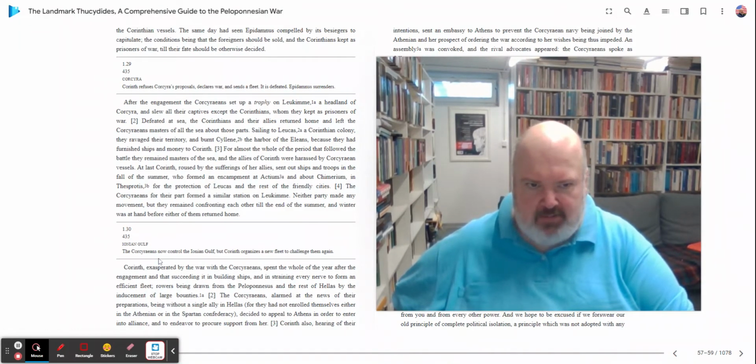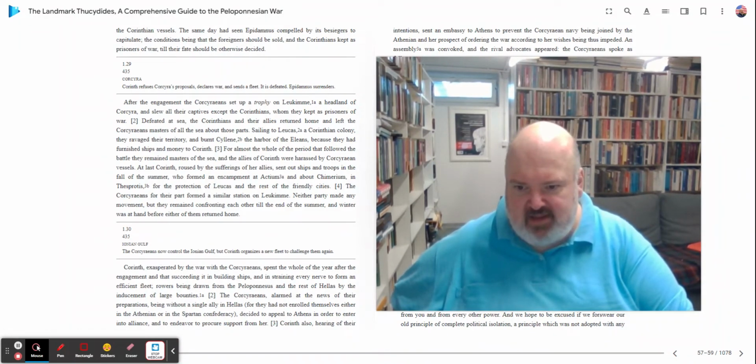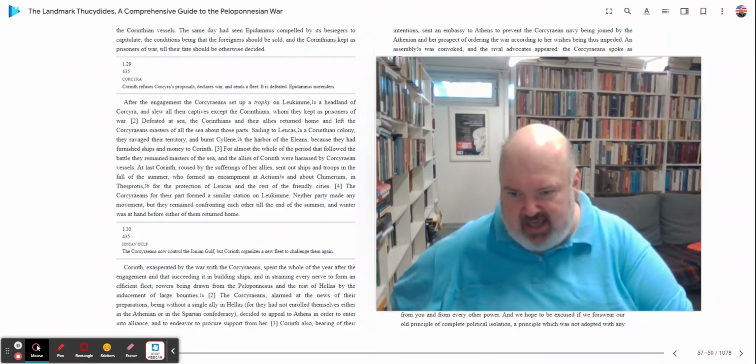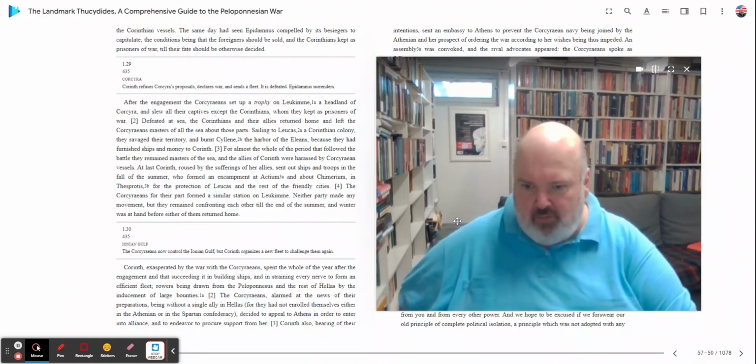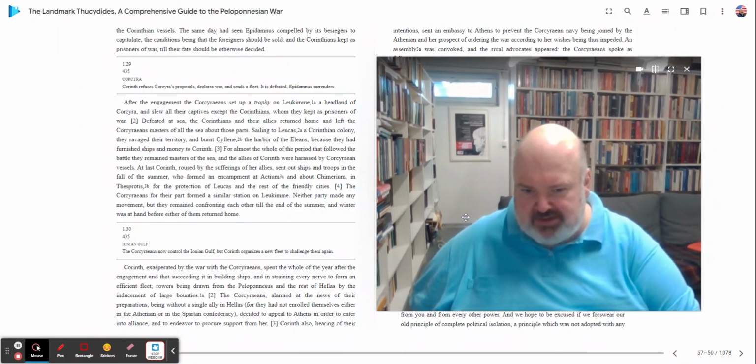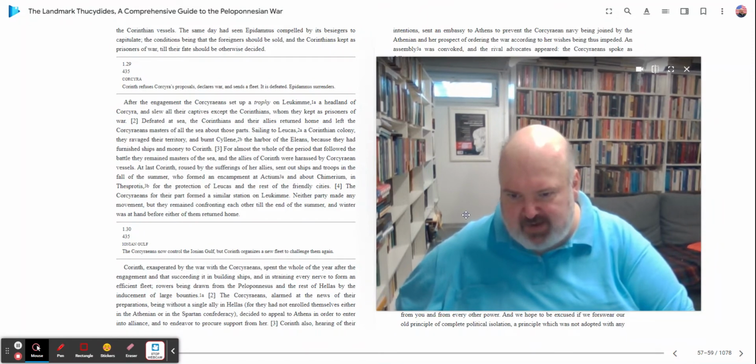This is now chapter 31. Corinth, exasperated by the war with the Corcyraeans, spent the whole of the year after the engagement and the succeeding one in building ships and in straining every nerve to form an efficient fleet, rowers being drawn from the Peloponnese and the rest of Hellas by the inducement of large bounties.